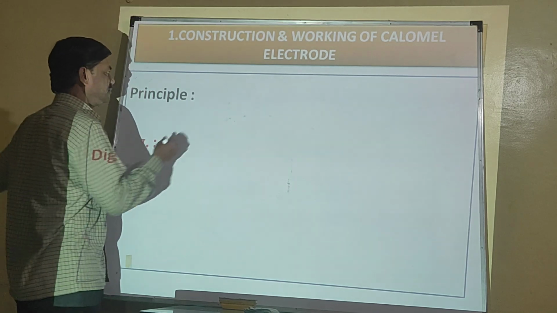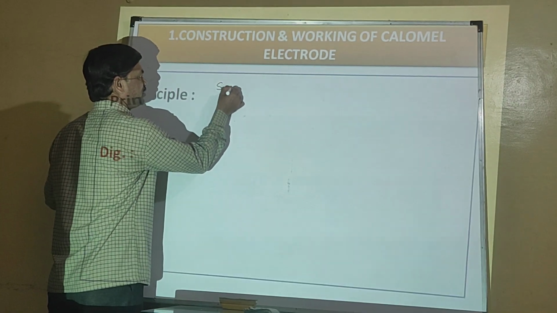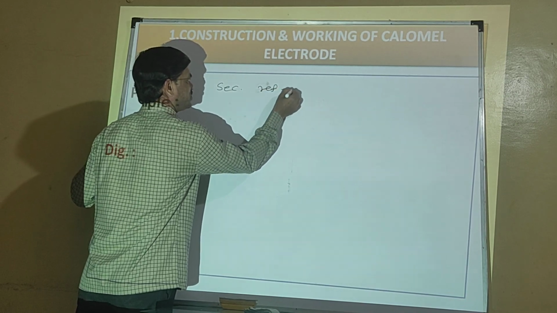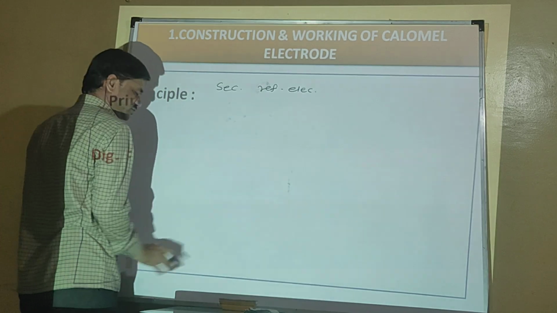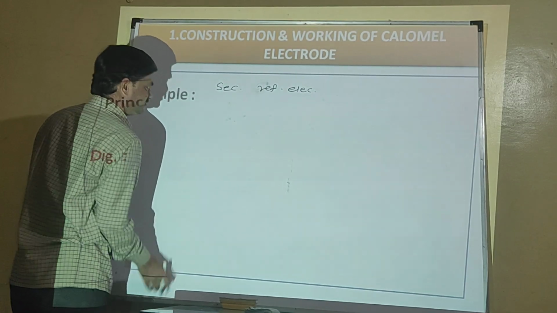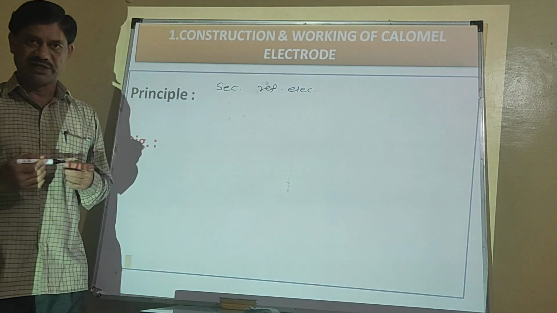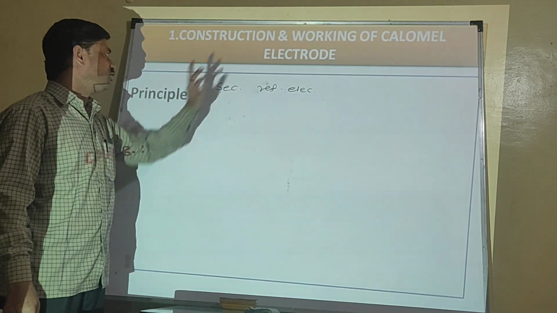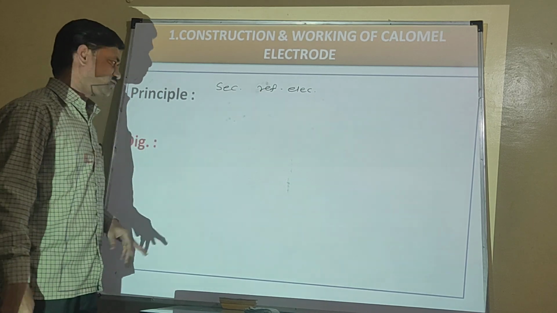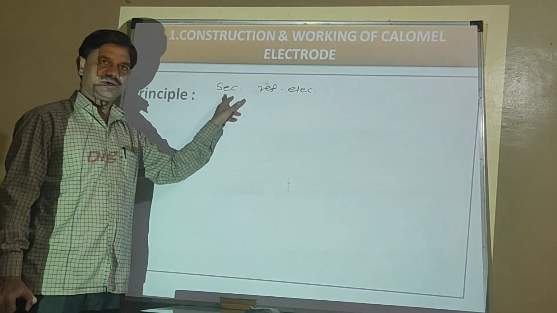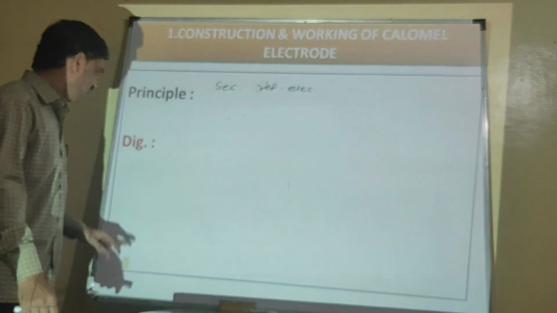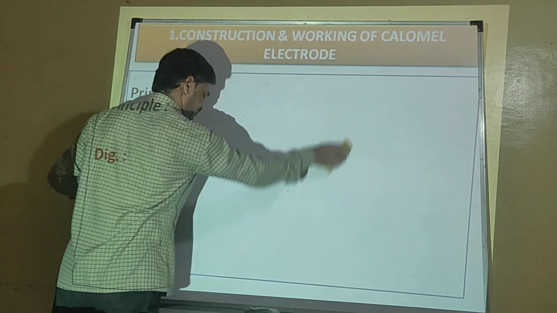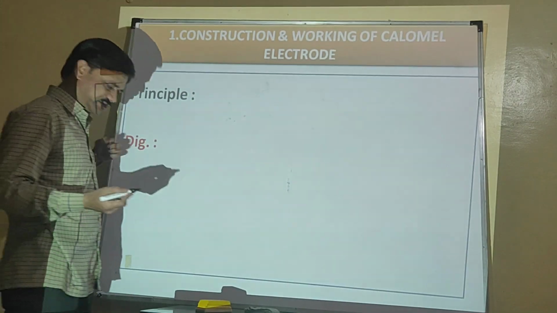And what about the principle? It is what type of electrode? Secondary reference electrode. Means what? There are two reference electrodes. Which ones? Standard hydrogen electrode and calomel electrode. If SHE is not available, then one can make use of calomel electrode as which electrode? Reference electrode. So it becomes what type of electrode? Secondary reference electrode. What about the second point regarding diagrammatic representation? Check this so that we can easily write the description part.